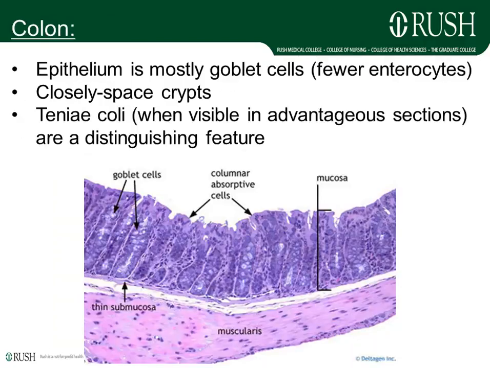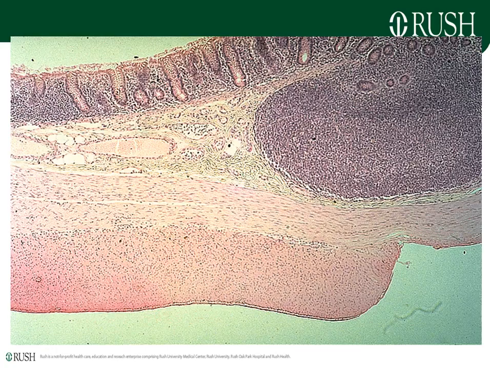So onto the colon. The colon is mostly made of goblet cells with fewer enterocytes interspersed amongst them, closely spaced crypts, and again the tenia coli, which is the distinguishing feature here. This image shows the tenia coli very nicely, so you can see the inner circular layer here of the muscularis externa, and then the outer layer here, which is mostly just this band.